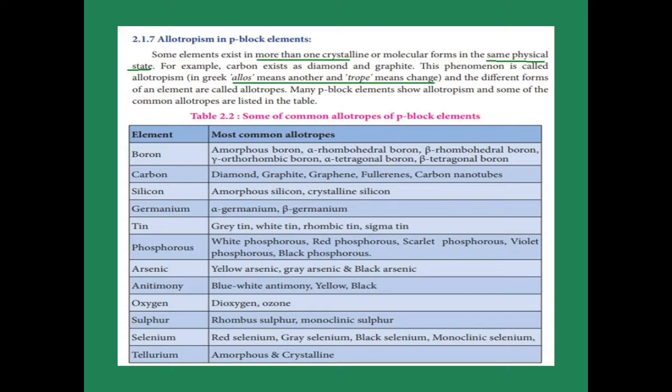In this lesson in p block elements, we are going to see carbon alone, but the rest of the elements having allotropic forms are given in this table. Carbon, you see, what allotropes are present here? Diamond, graphite, graphene, fullerene, carbon nanotubes. We will see this carbon allotropism later.